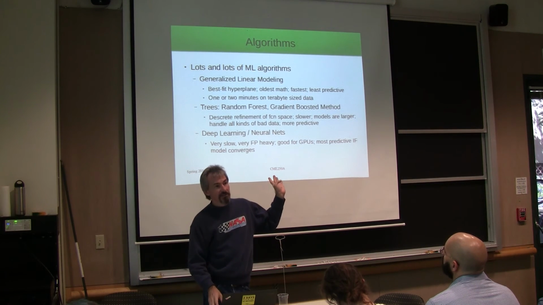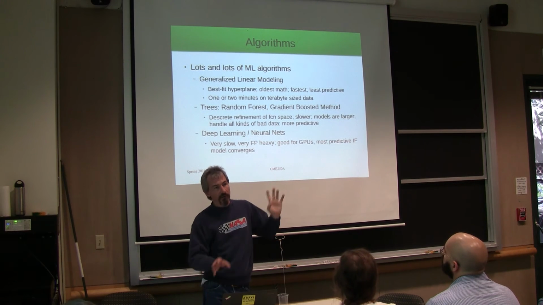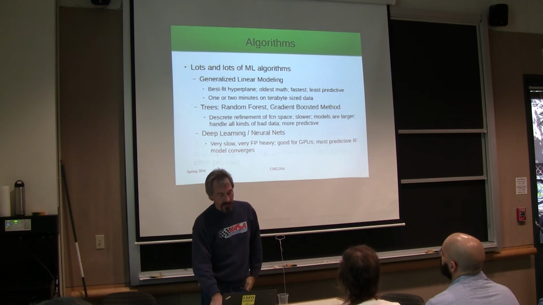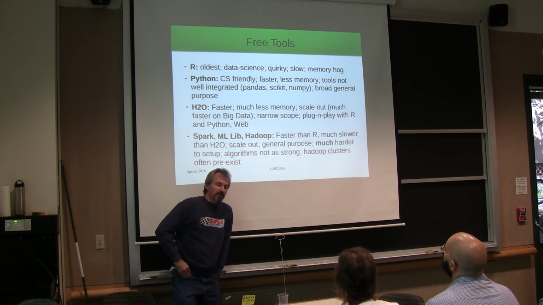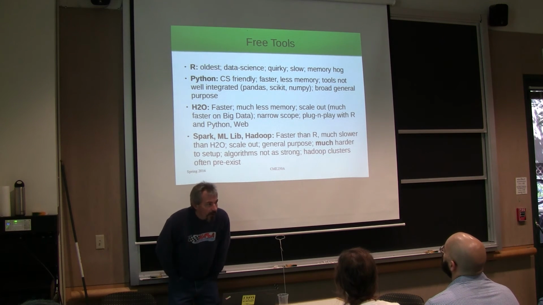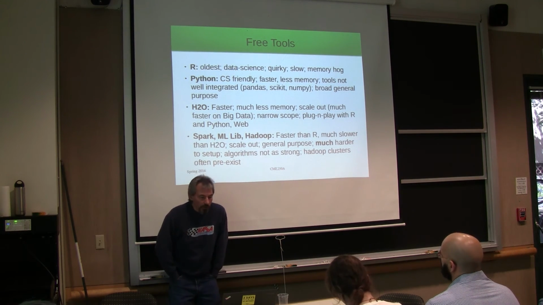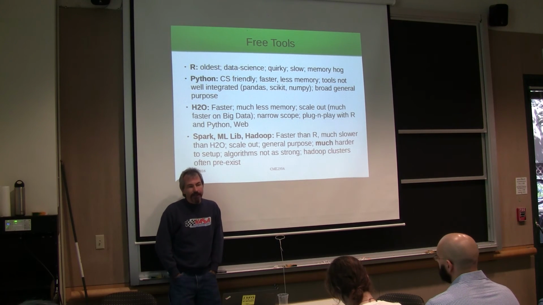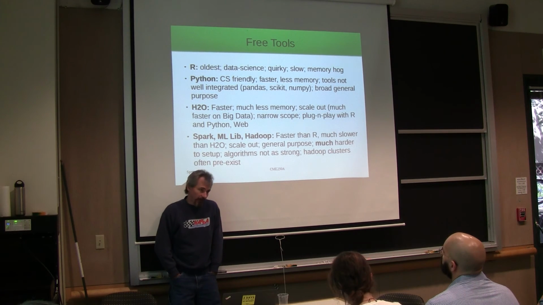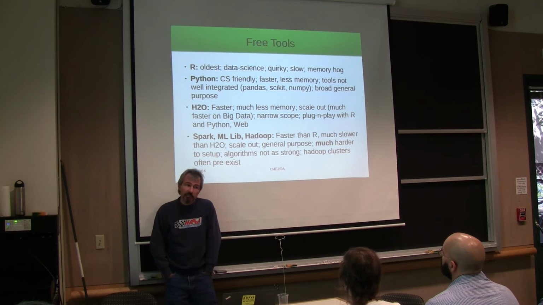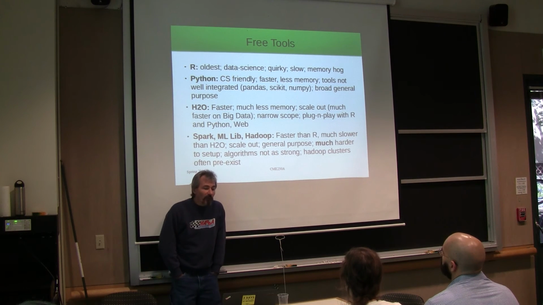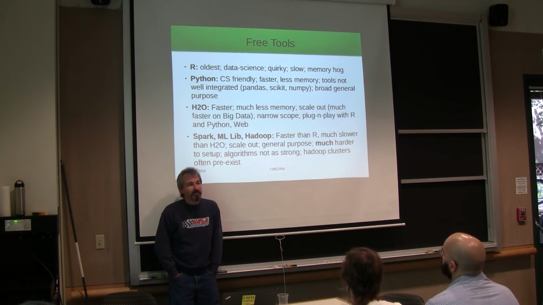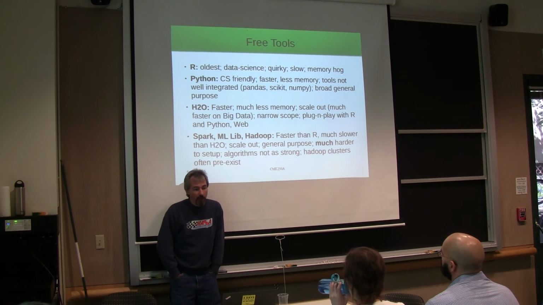I mentioned only these three classes of algorithms, but there's dozens and dozens more targeting different kinds of domains. So I have a little discussion on some of the tools that are out there. R is a programming language tool. It's still the oldest. It was built in like the 90s. It's very data science friendly. It was built by statisticians for statisticians, and therefore it's very quirky as a language. It's very bizarre if you had some formal CS theory at all. It's very slow. It's very memory hoggy.